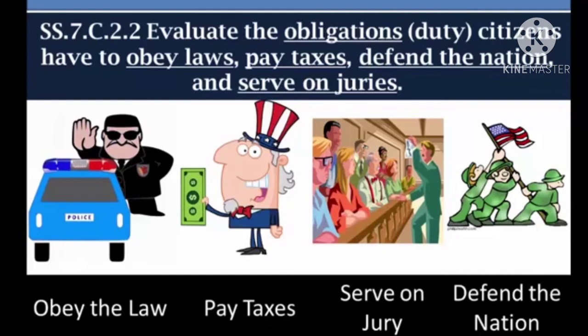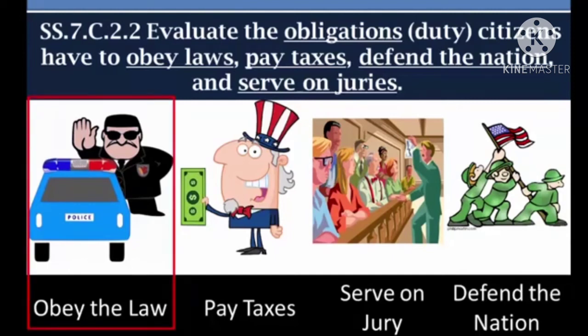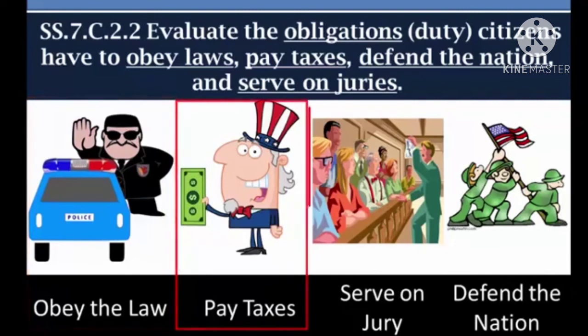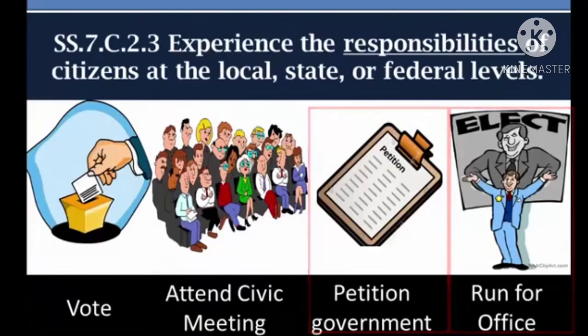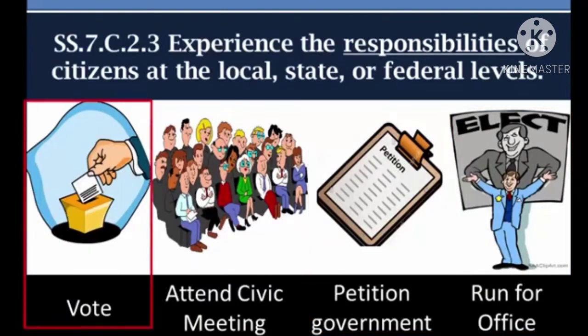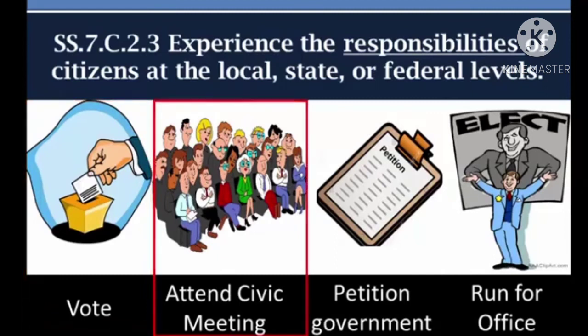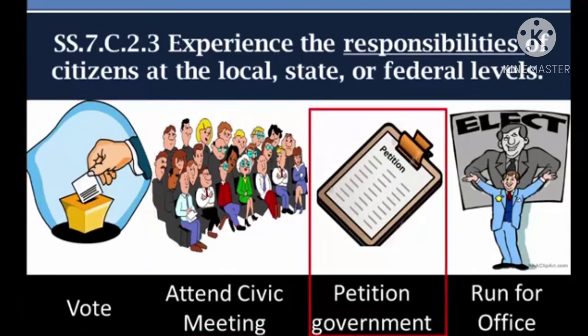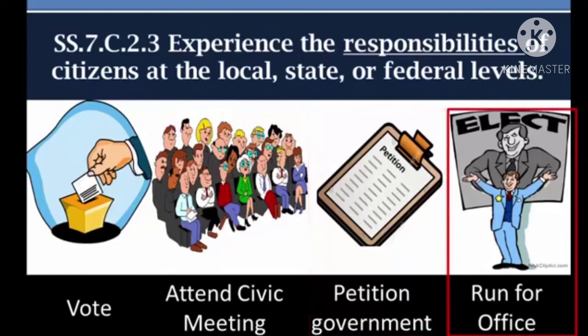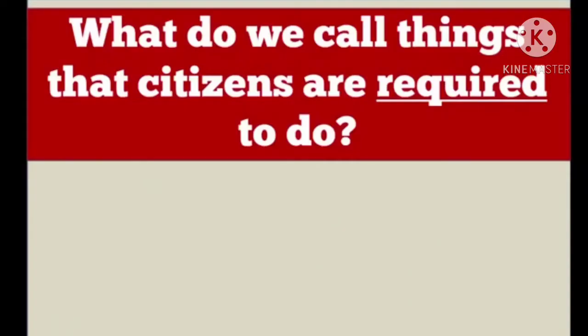Remember, we have to look up what the obligations or duties of a citizen are and the responsibilities of a citizen. We said earlier they're a bit different. So the obligations or duties include obeying the law, paying taxes, serving on jury, defending the nation. And then the responsibilities are to vote in elections, attend civic meetings, write petitions to elected government officials, and run for government offices. So these are the rights and responsibilities.